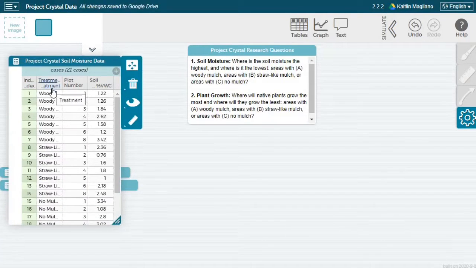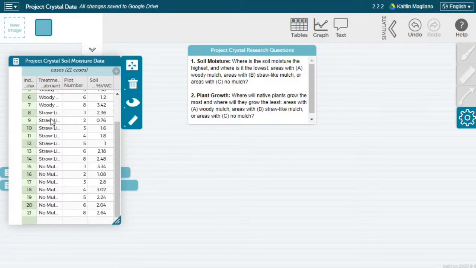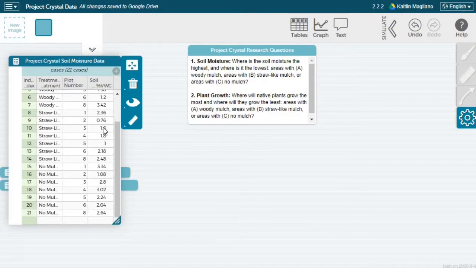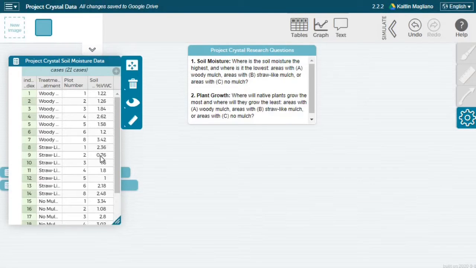So here in these columns is the treatment. So where we measured the soil moisture, woody mulch, straw-like mulch, or no mulch, the plot that it was measured in, and then all of our soil moisture readings here. So to answer our first research question about soil moisture, we need to know which in general is the highest and lowest between those three treatments. And looking at the data here, as you've already thought about, it's really hard to say. But we can use a graph to plot all these points so we can compare visually.